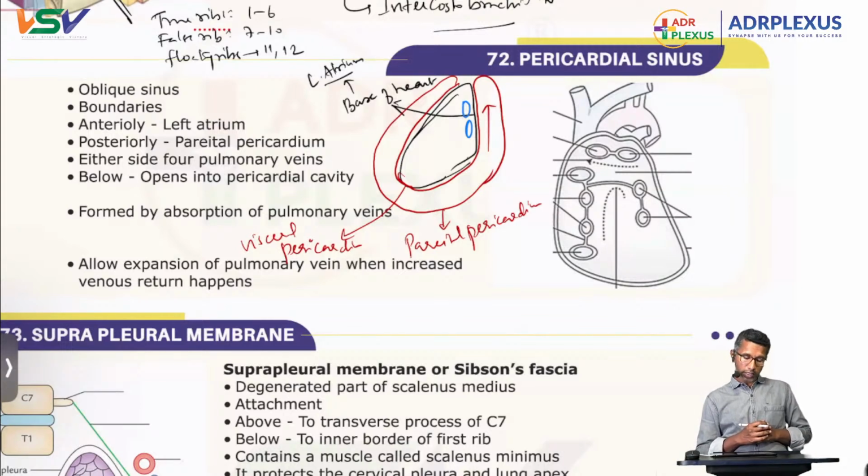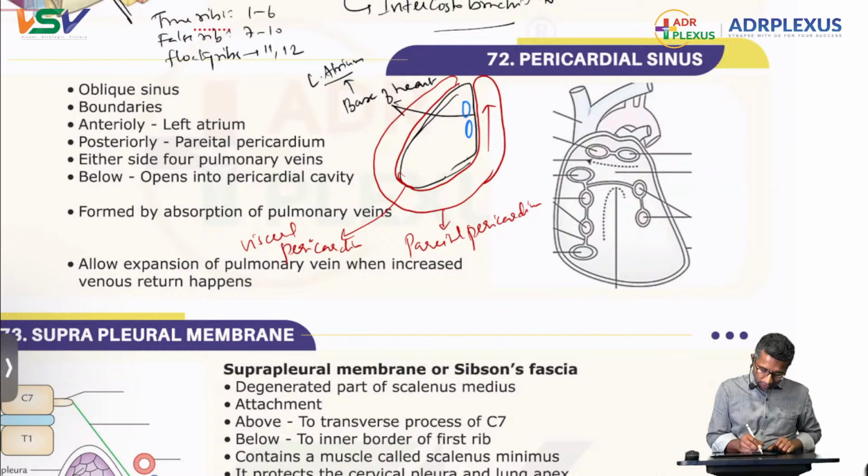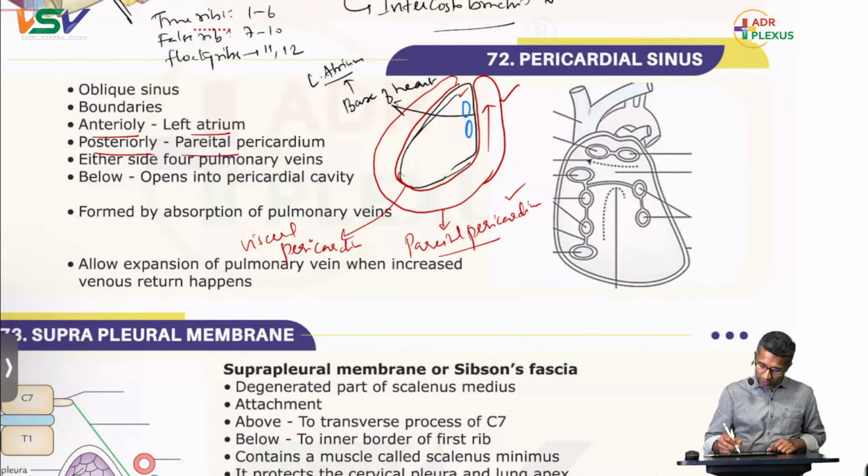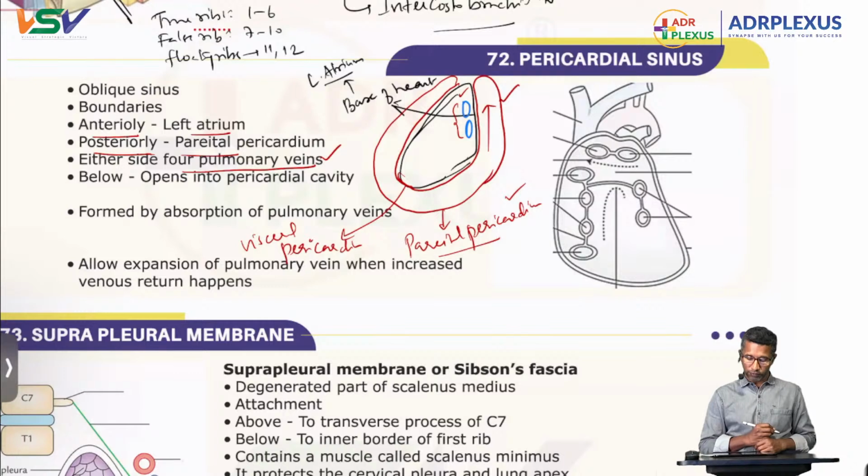This oblique sinus is bounded anteriorly by the left atrium. Yes, anteriorly by the left atrium. Now it is posteriorly bounded by the parietal pericardium. On either side, you have the four pulmonary veins, and below it opens into the pericardial cavity.